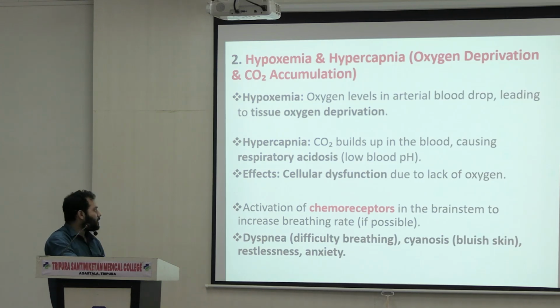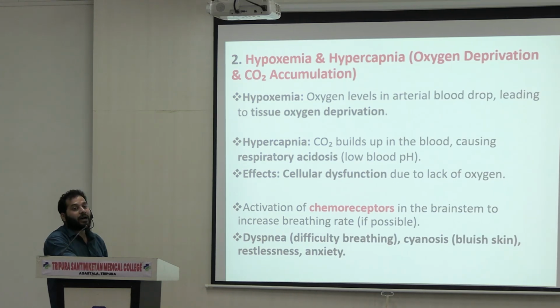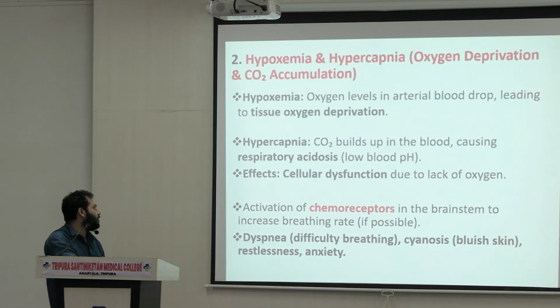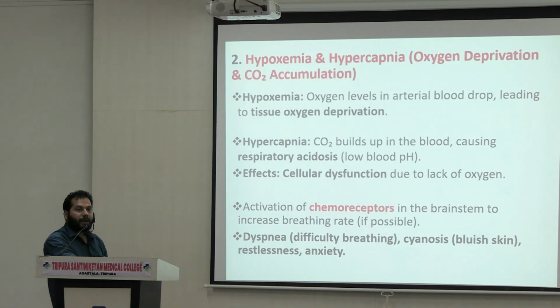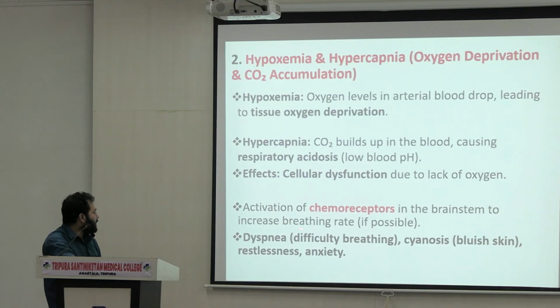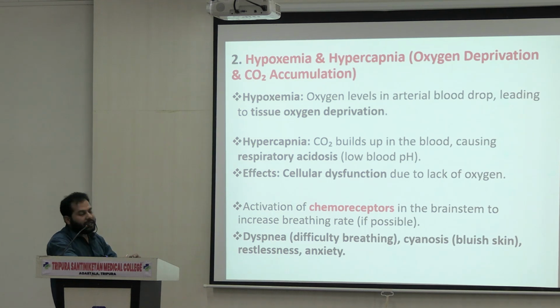Now again here, how do these conditions stimulate our respiratory receptors? Here there is activation of chemoreceptors in the brainstem to increase the breathing rate. Breathing rate is one of the compensatory mechanisms. Another one is, in this particular case, there is a high chance of difficulty of breathing and the development of cyanosis as well as restlessness and anxiety.